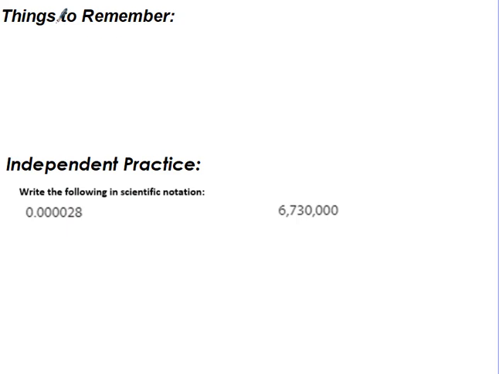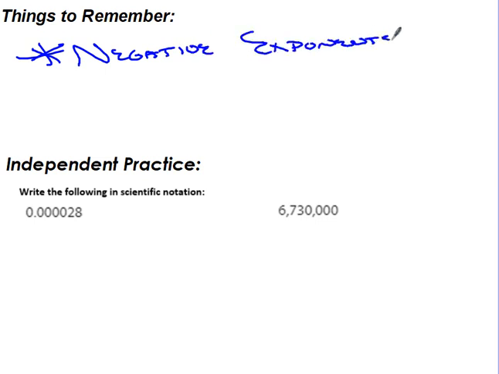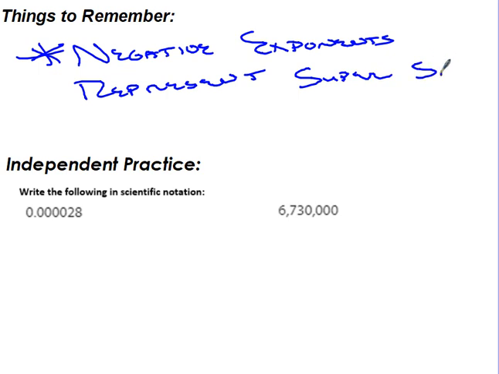That's it, guys. Nothing else to it. Things to remember: negative exponents represent super small numbers. And remember, if we have a decimal like this, that's a very small number. That's way, way, way less than even 1. Tiny, tiny number.